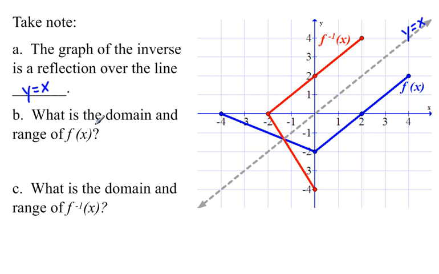All right, let's next consider the domain and range of f of x. So f of x is the one in blue here. So our domain, let's see, our smallest x value is negative 4, and our largest is positive 4. And our range, if we look, our lowest y value is at negative 2, and our highest y value is up here at positive 2.